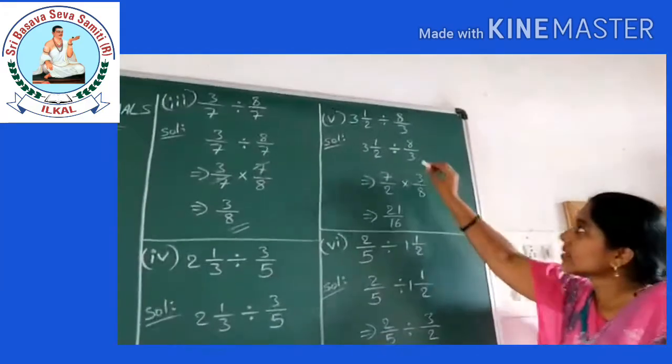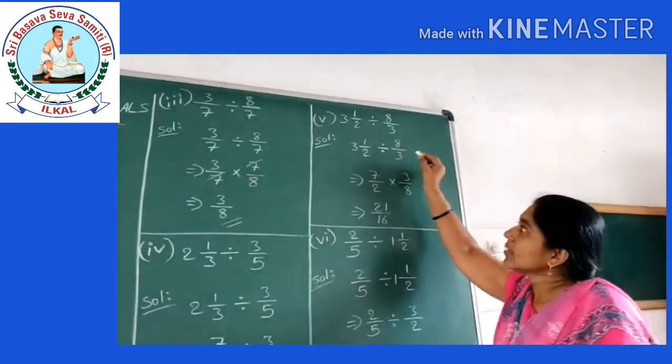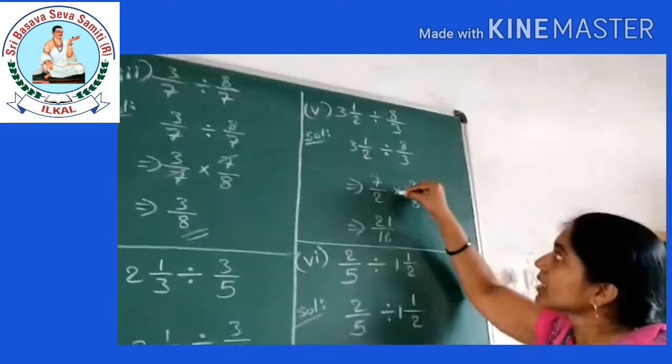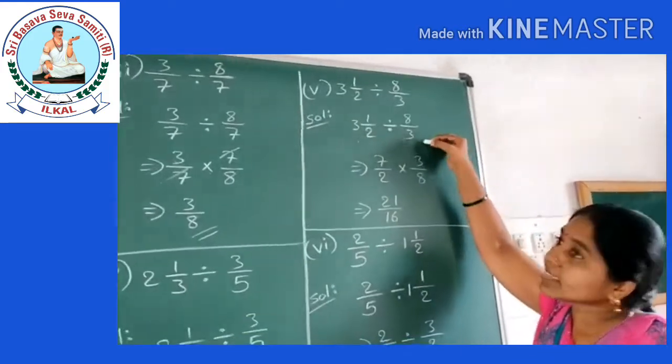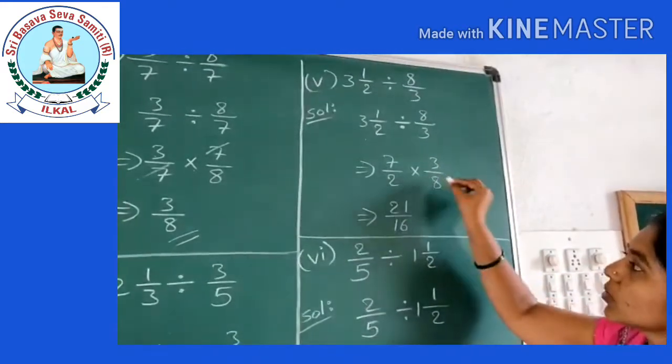Next one. 3 integer 1 by 2 divided by 8 by 3. 3 2s are 6 plus 1 is 7 by 2, into 8 by 3 reciprocal is 3 by 8. 7 3s are 21. 2 8s are 16.